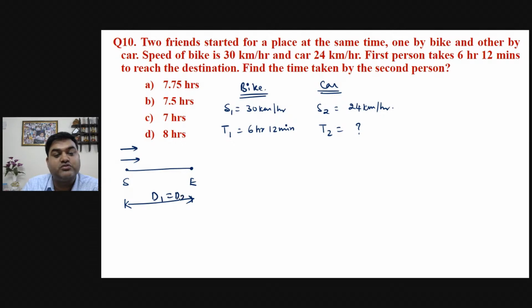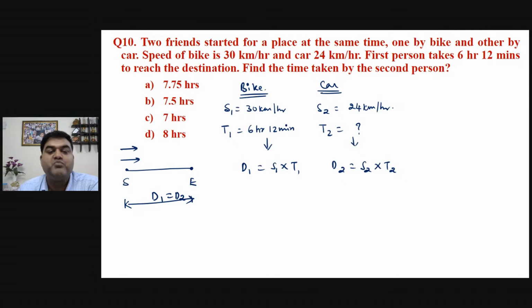D1 is equal to D2. Can we say yes? Okay. Let's find what D1 and D2 will be here. Can we tell D1 is equal to S1 into T1, right? Now, D2 will be equal to S2 into T2. Can we tell yes? Okay. Now if D1 is equal to D2, does it mean S1 into T1 is equal to S2 into T2? Yes or no? Yes. Okay.